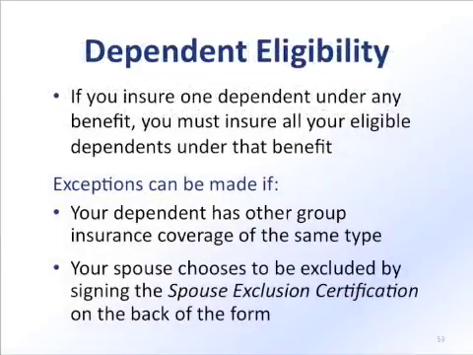Dependent eligibility. If you cover one dependent under any benefit, all your eligible dependents must be covered under that same benefit. There are certain exceptions to this requirement. Eligible dependents can be excluded from coverage if they already have other group insurance of the same type. You may exclude these dependents at the time you enroll or within 30 days of your dependents gaining other group insurance coverage. Your spouse can be excluded from all coverage except vision. You and your spouse must both sign the spouse exclusion certification on the back of your insurance enrollment change form.